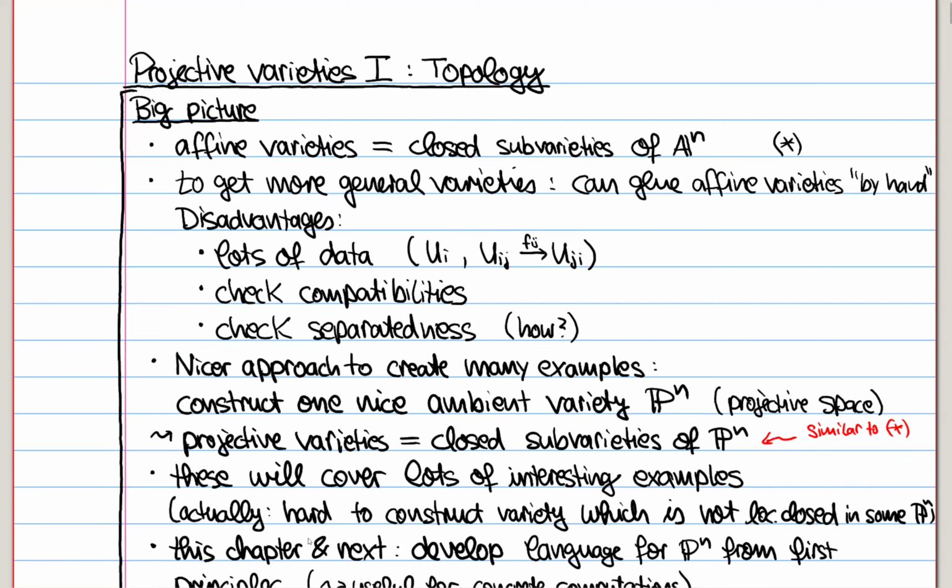So this will help us cover lots of interesting examples. And in fact, it's hard to construct a variety which is not an open subvariety of a projective variety, so not locally closed in some projective space. The first one was constructed by Nagata, but actually we're not really going to see this in this course. We're basically going to restrict to open subvarieties of projective varieties.